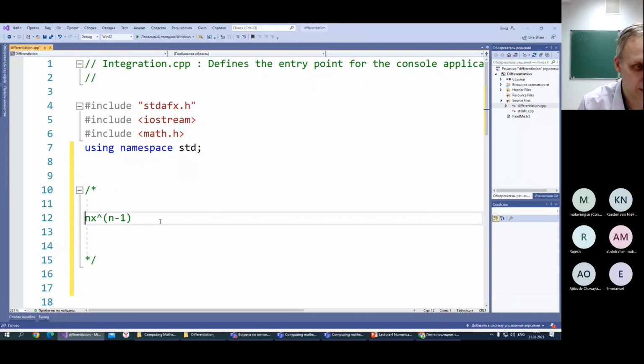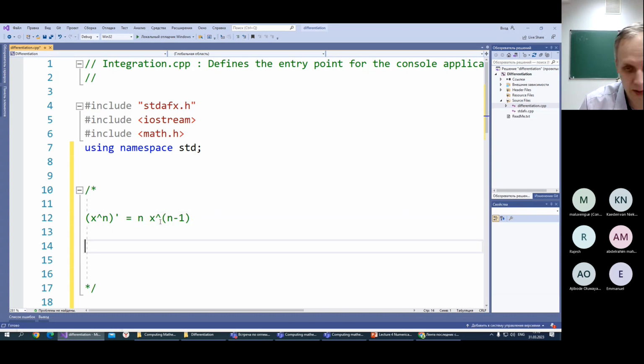The first derivative of x power n equals n times x power n minus 1. Okay. X power n is a basis function for constructing polynomials. That's why this function is very important.